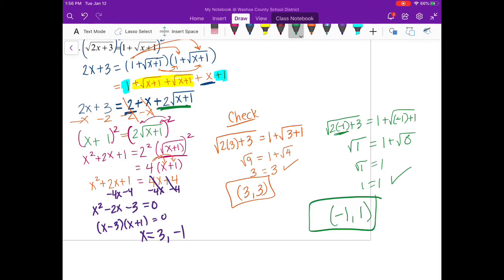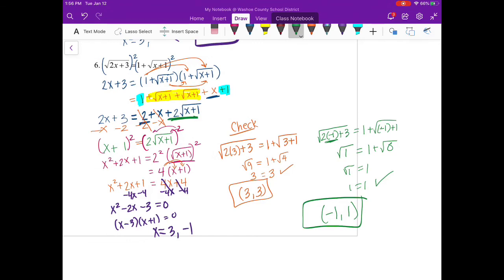So again, super duper important that you check every single answer that you get. Because as we just saw, you could get 2 solutions, 1 solution, or an extraneous solution, which is when it does not satisfy the original equation, okay? So please make sure you go back and check all the x values that you get. And this is the end of this section.